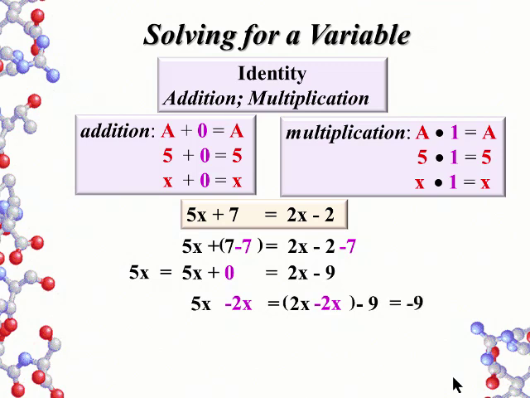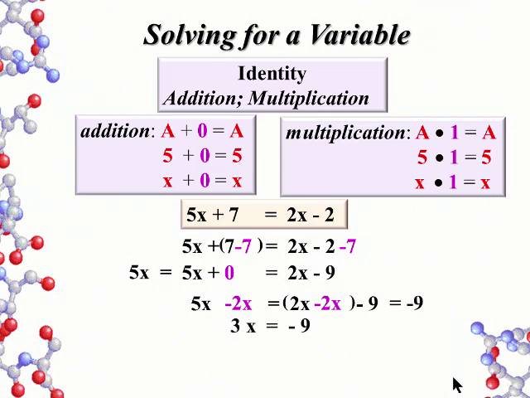Grouping shows us that subtracting 2x from the right-hand side of the equation will give us a 0. And 0 minus 9 is negative 9. The left-hand side is simplified to 3x.